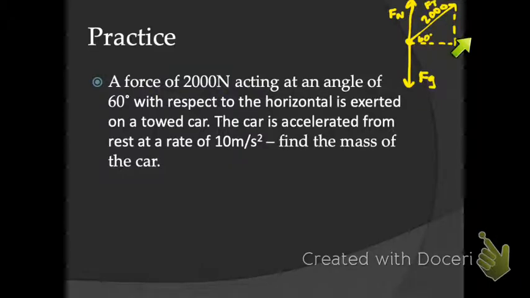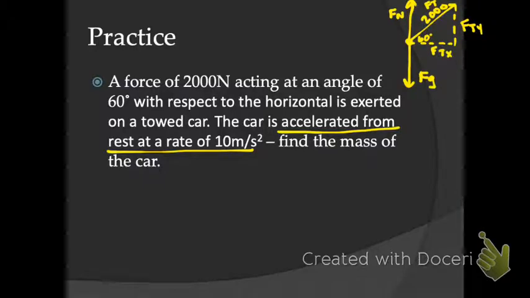What would this side of my triangle then be called? F, T, Y, and force of tension in the x direction on the bottom, right? Force of tension in the y direction, force of tension in the x direction. Or you could call them F applied x and F applied y. Doesn't really matter what the name of it is. Okay. It tells us the car is accelerated from rest at a rate of 10 meters per second squared. Do you think that's a vertical acceleration or a horizontal acceleration?